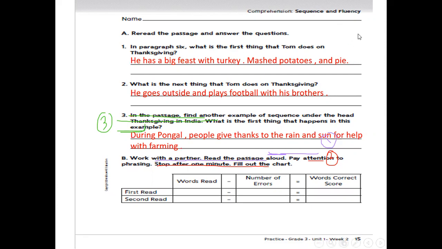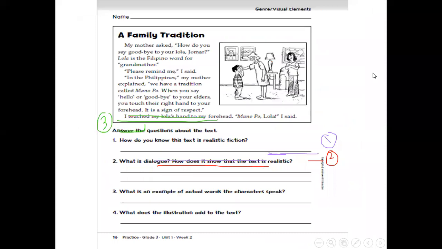Okay. So if you finish, turn your page and open page number 16. Write the day and the date. Today is Wednesday, 15th of September, 2021. Okay. So let's read this text and answer it.